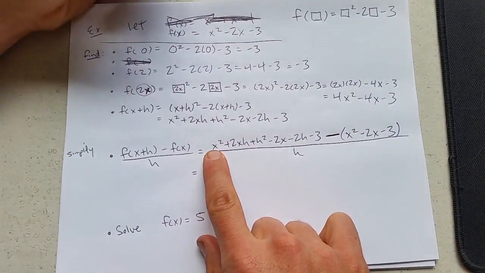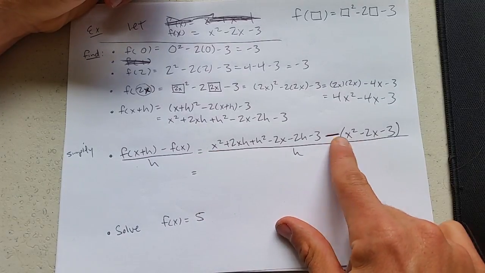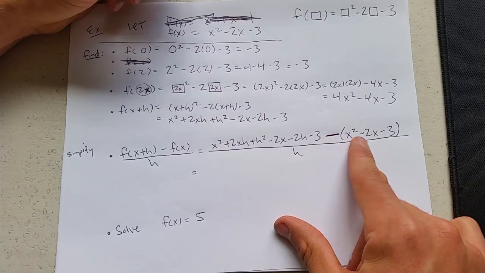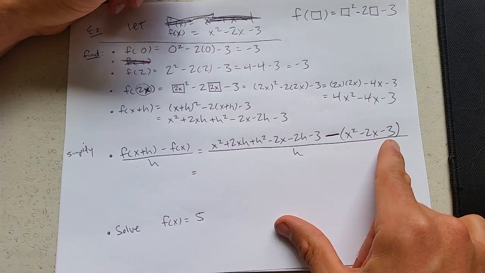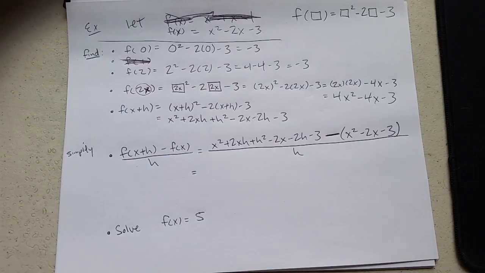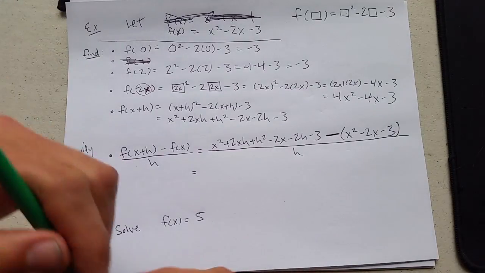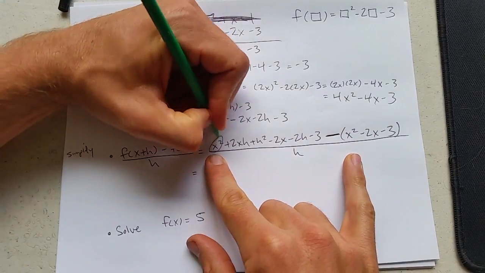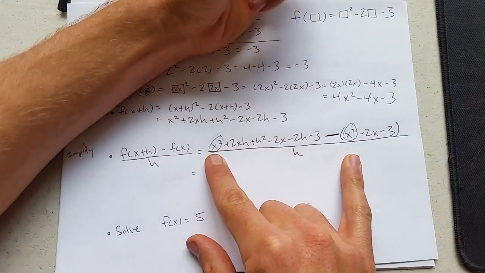So now we're going to do some cancellation. Everything in here is going to become negative. So this is really going to be negative x squared plus 2x plus 3. So I'm going to do some fancy cancellation, and I'm going to use a different color pen for this. So we have x squared minus x squared. That's going to cancel out.